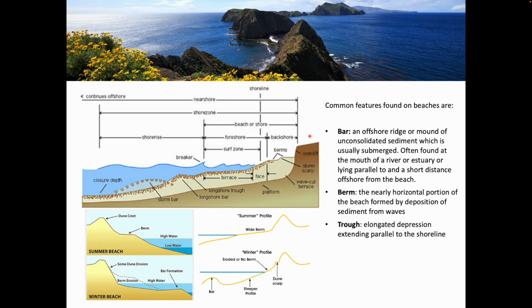A couple other features include bars, which are offshore ridges or mounds of unconsolidated sediment that is usually submerged. You often find sandbars at the mouth of a river or estuary, or lying parallel to and a short distance away from the beach. The berm is the nearly horizontal portion of the beach formed by deposition of sediment from the waves. And the trough is the elongated depression extending parallel to the shoreline, usually between the beach and a sandbar. You often find the trough in the main area where waves are breaking.